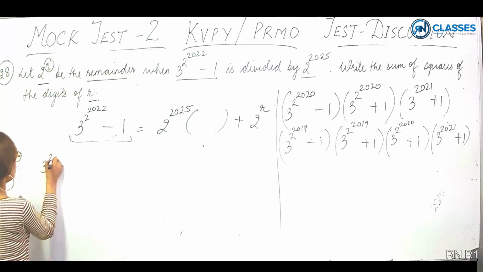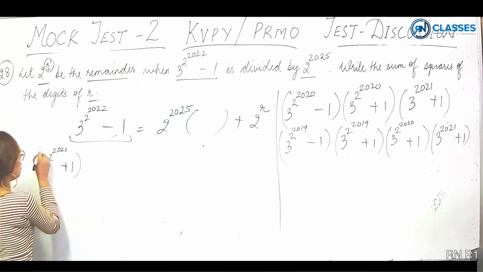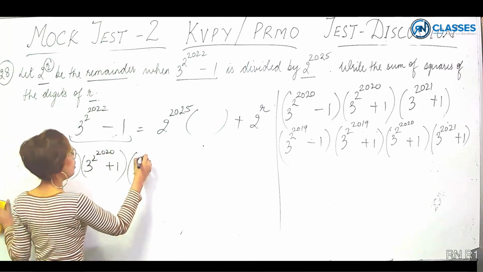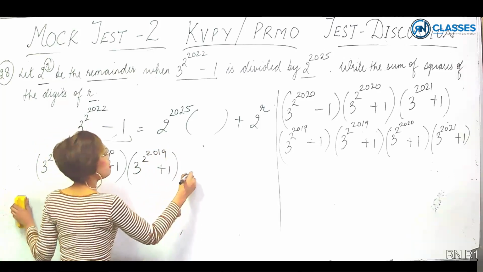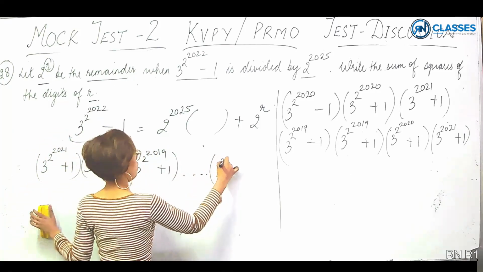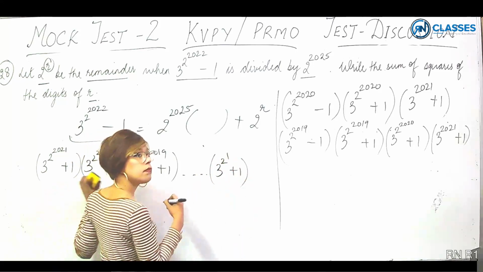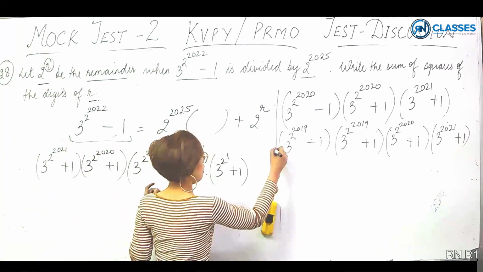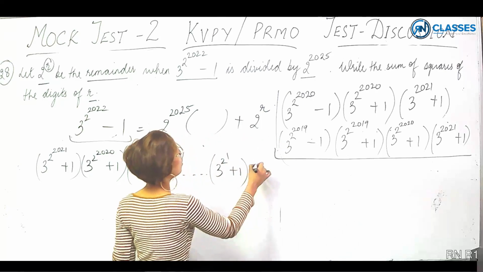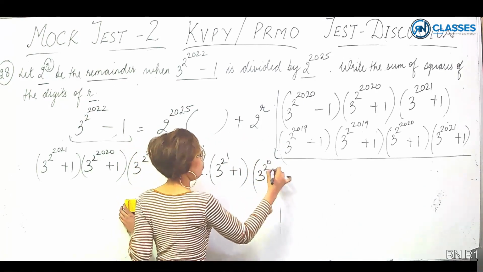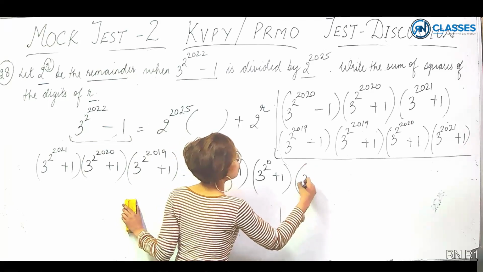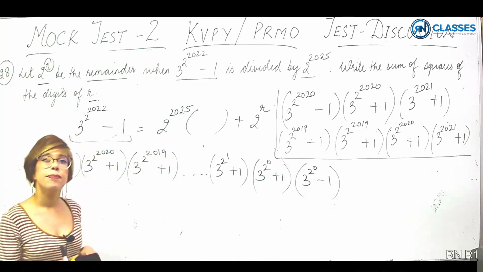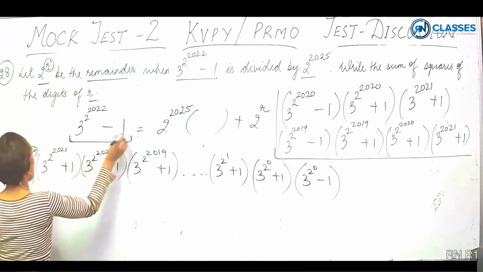So 3 raised power 2 raised power 2021 plus 1, into 3 raised power 2 raised power 2020 plus 1, into 3 raised power 2 raised power 2019 plus 1, and so on. I'll get 3 raised power 2 raised power 1 plus 1, right, because powers of 2 are decreasing, into 3 raised power 2 raised power 0 plus 1, into the last one would be 3 raised power 2 raised power 0 minus 1, because obviously you cannot further factorize this. Done. So I have written this number in the form of this.